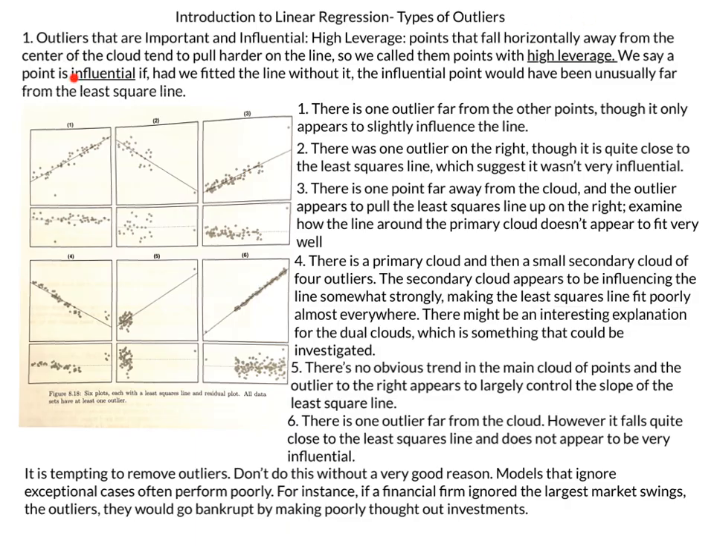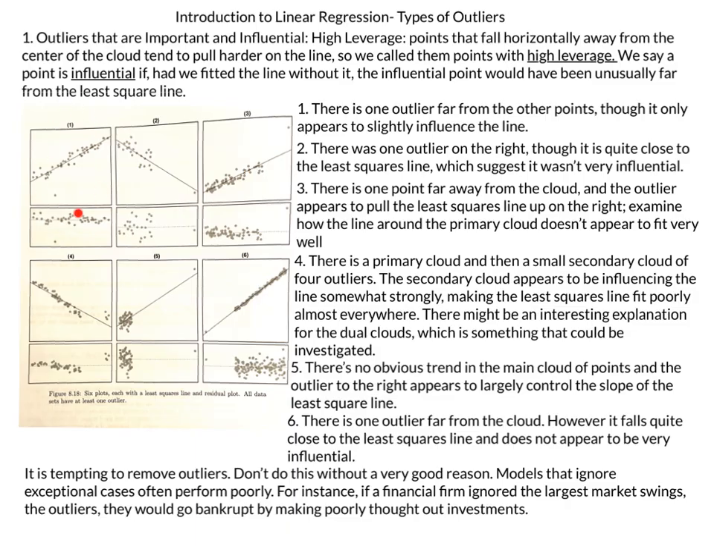We say a point is influential if, had we fitted the line without it, the point would have been unusually far from the least squares line. In other words, the line would be different without these high leverage points or these influential points. So these are our 6 examples we'll look through.